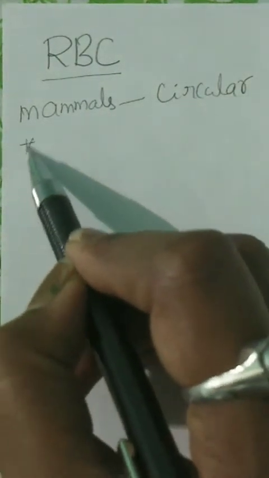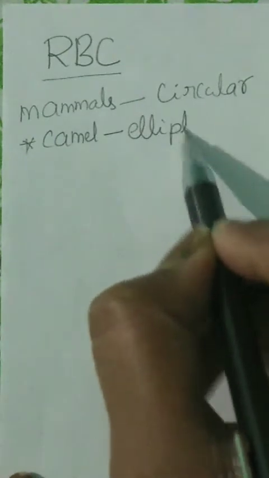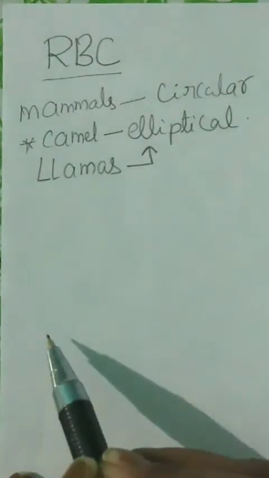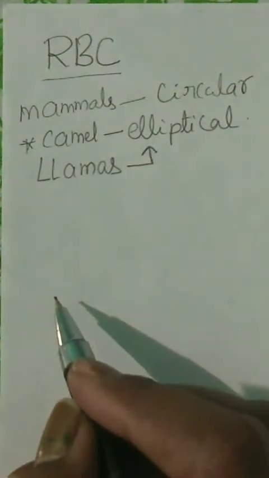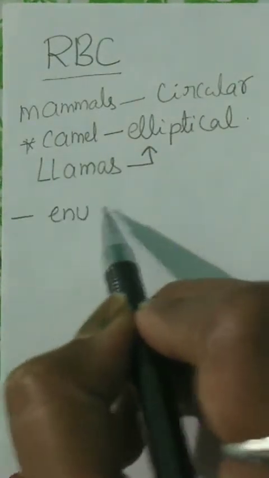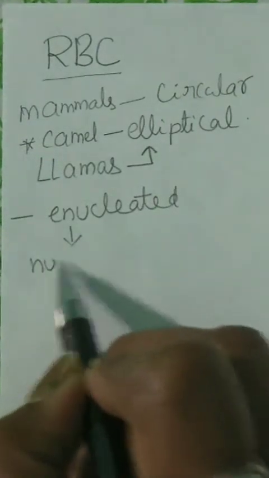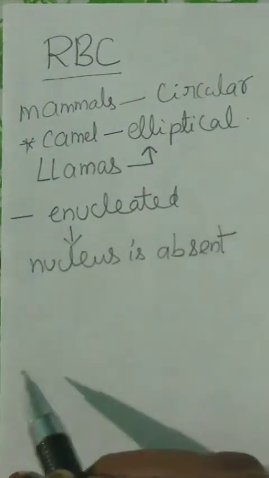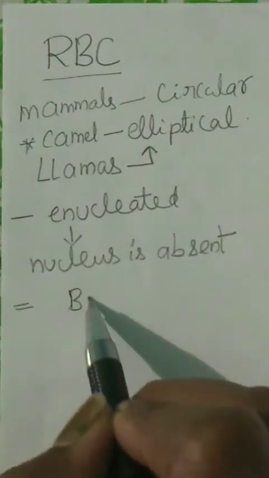but exceptional is in camel. In camel, the erythrocytes are elliptical in shape. Along with camels, in llamas also it is elliptical in shape. The RBC in mammals are anucleated, means nucleus is absent. Nucleus is absent in mammals, and the shape is biconcave.